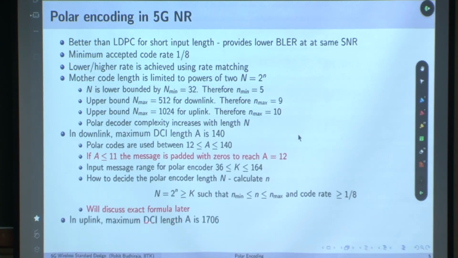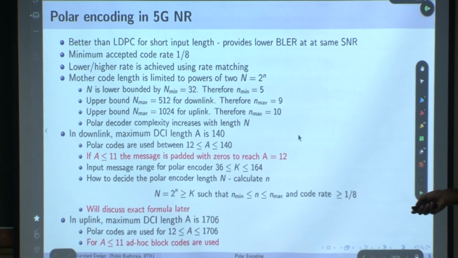In uplink, the maximum DCI length is 1706. So polar codes are used if A is between 12 and 1706. You see this, the maximum DCI length is 1706 in the uplink. Now these polar codes are designed for these lengths only. So for A less than 11, you use some other codes.